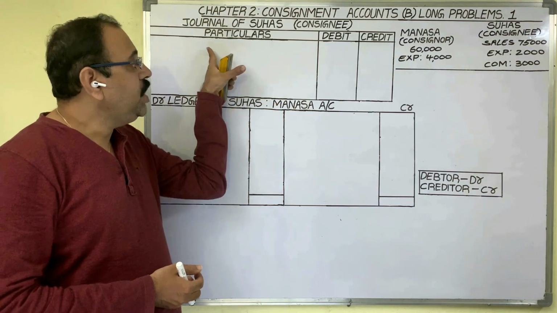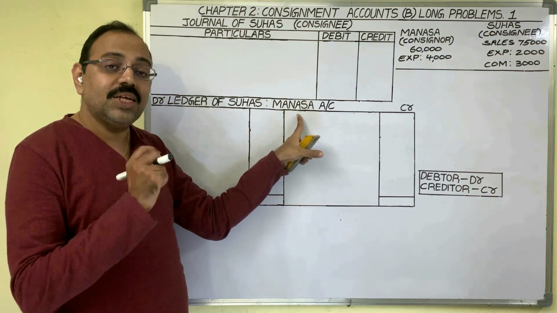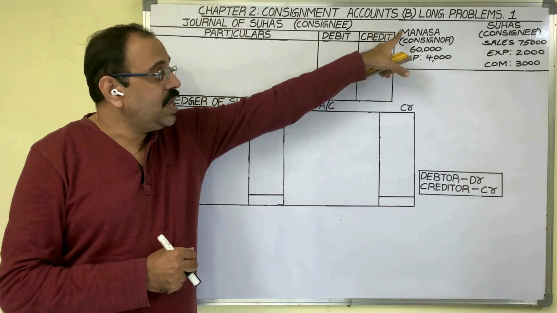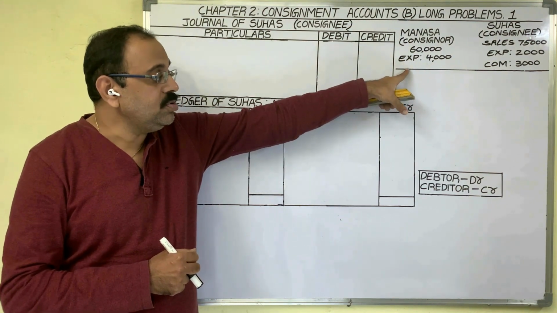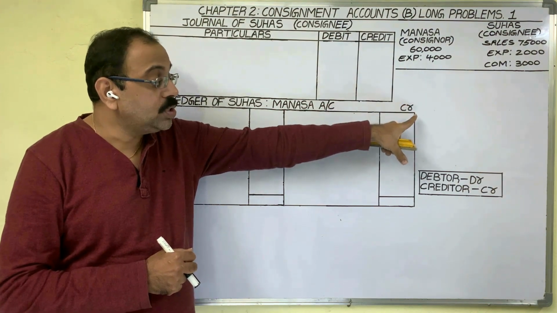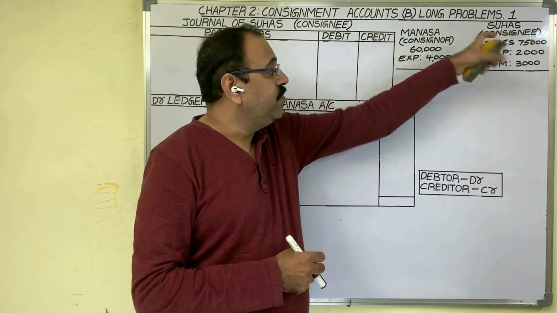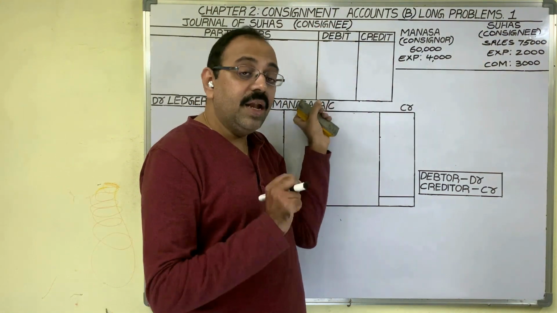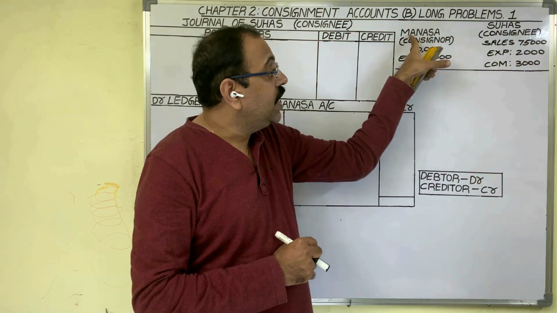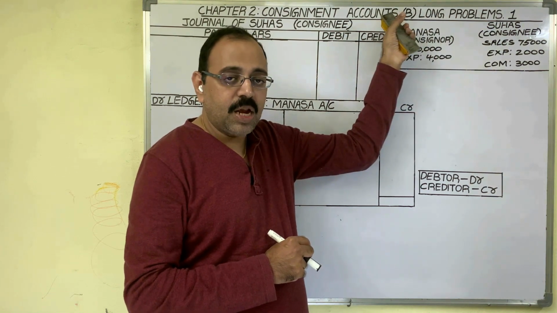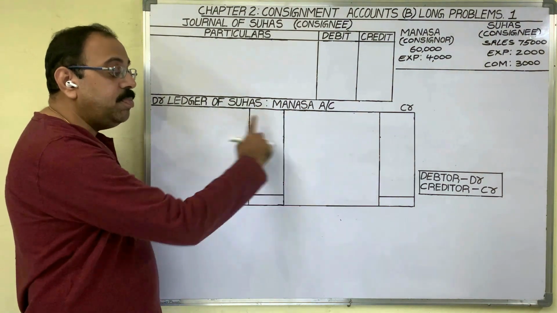And in consignee's books, we have to prepare only one account, that is consignor's account. In consignor's books, we prepared three accounts in the ledger: consignment account, consignee account, and goods sent on consignment account. But in consignee's books, we have to write the journal entries, and in the ledger, we have to prepare only one account, that is consignor's account. Consignor's name is Manasa. So in the ledger of Suhas, only Manasa's account we have to prepare.